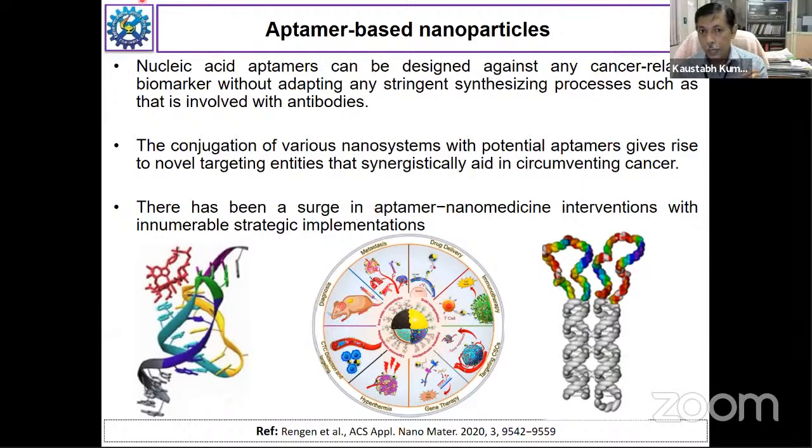And also you can see a big amount of oligos or DNAs, which have a very high number of base pairs. So if you consider a very core targeting unit having 10 to 20 base pairs of oligonucleotides, which is called the aptamers, it can be used as a nanomedicine targeting motif.